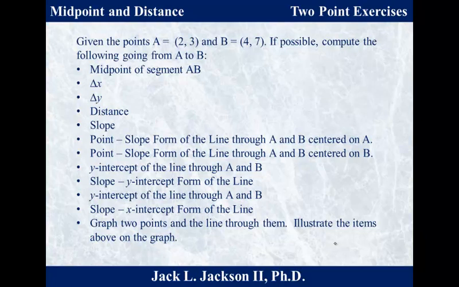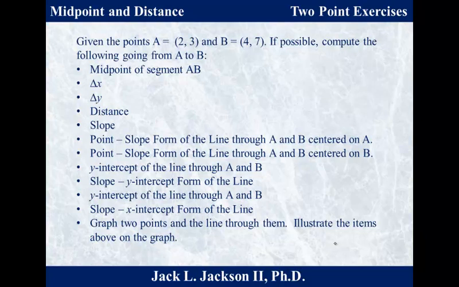So, given two points, let A be the point (2, 3) and B be the point (4, 7), and if possible, compute all of the following going from A to B. The midpoint of line segment AB, delta x going from A to B, delta y going from A to B, the distance from A to B, the slope between those two points, that is the slope of that line segment.